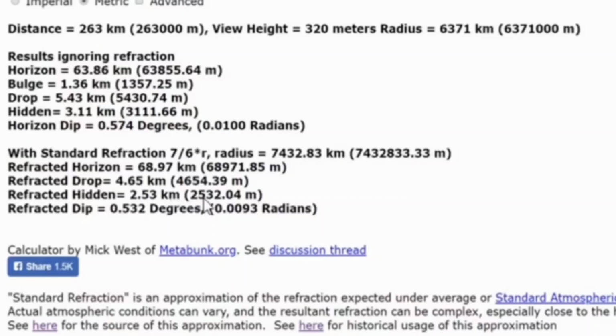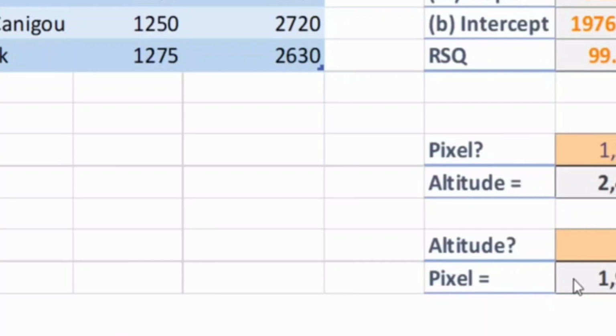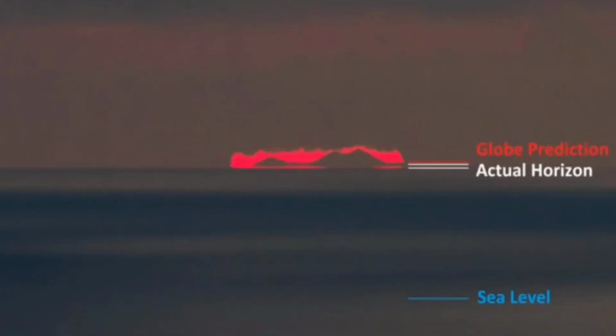So just remember that number. We'll let him say what he has to say here, and then we'll see how it checks out. So let's go and plot all these levels on the original picture. And here it is. So the red line here is our expected horizon given standard refraction.